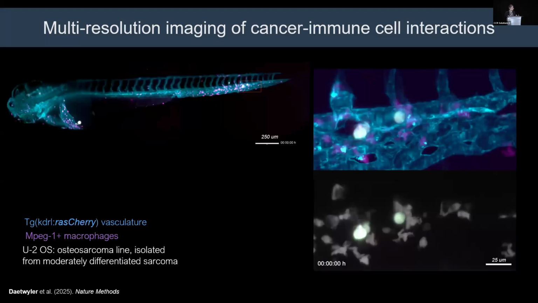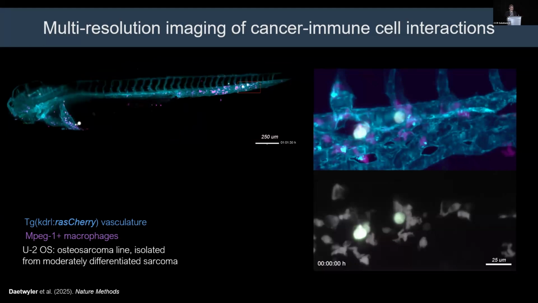So what you see here is the raw data, where we can look at the whole organism and zoom in. For tissue context, the vasculature is in cyan, and we can zoom in on our green cancer cells and the macrophages, in gray on the bottom or in magenta on top. We can look at these interactions over many hours, and I will just show you the quantification of those interactions on the next slide.